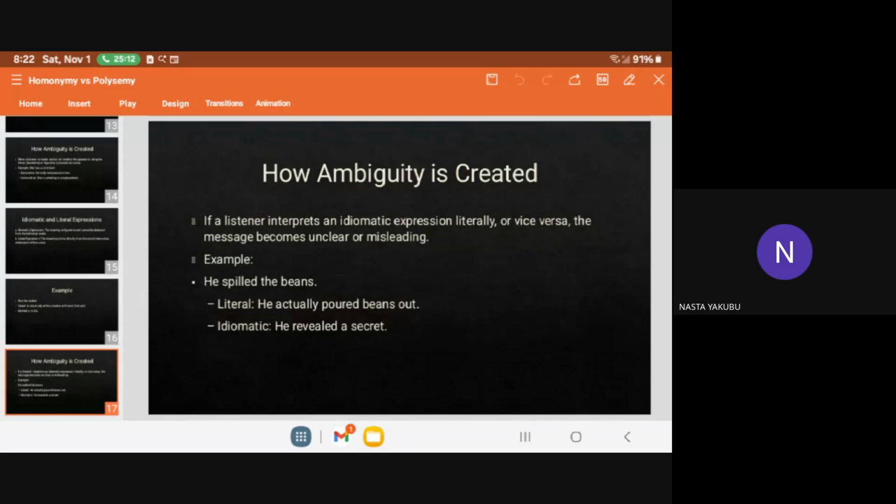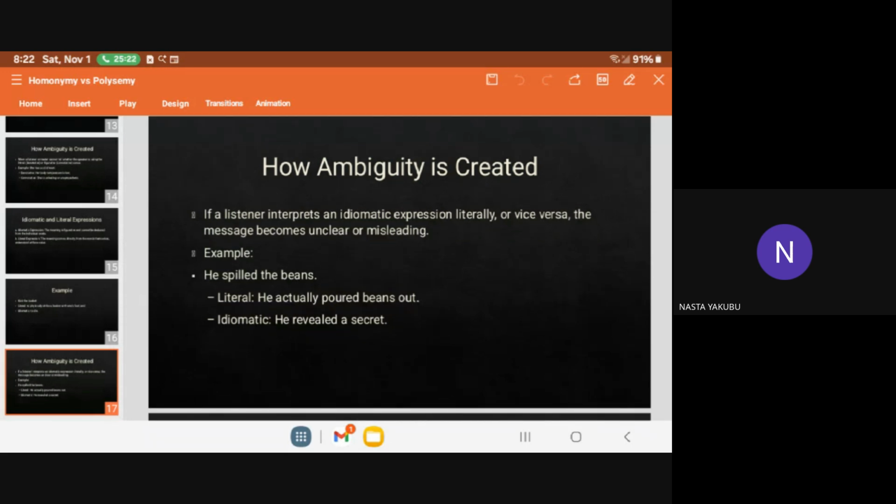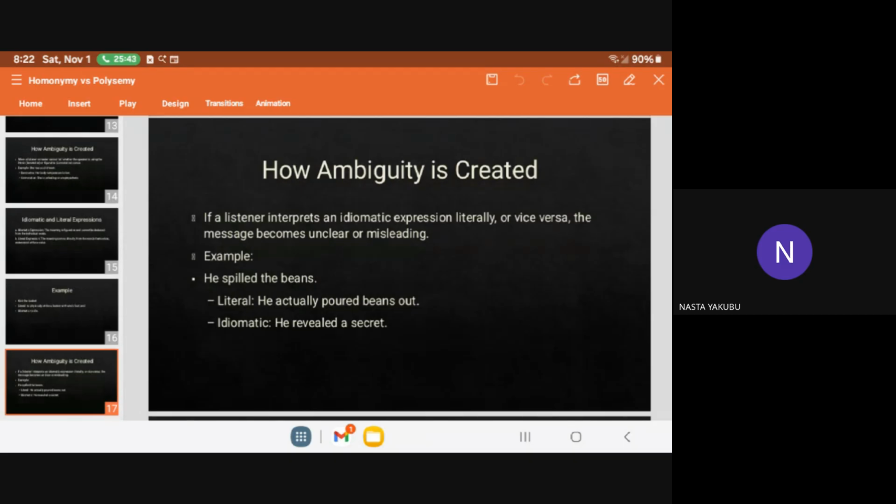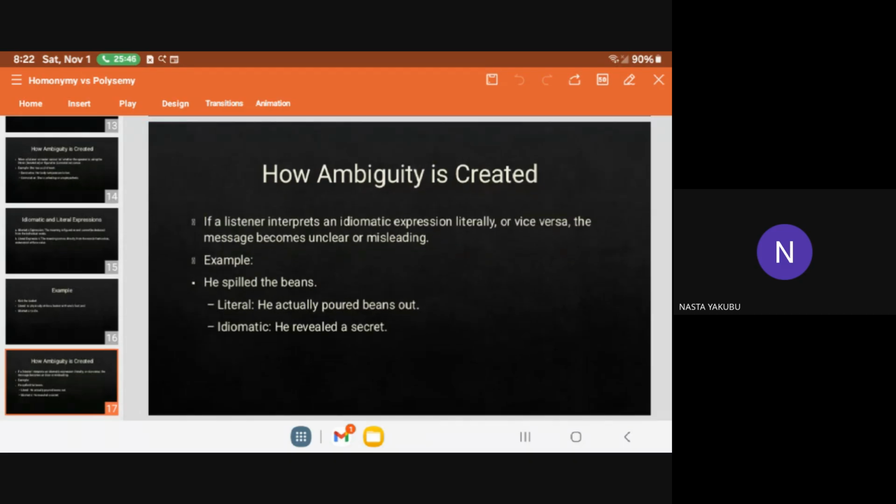And there's an example here to explain that. For instance, you say that he spilled the beans. Idiomatically, what would it mean? It will mean he revealed a secret. Literally, what would it mean? It will mean he actually poured the beans out. So here is the ambiguity. If it's meant to be idiomatic and you explain it in the literal sense, you are off. In this case, spill the beans, you can see that clearly it is idiomatic, so it should be explained in its idiomatic form.